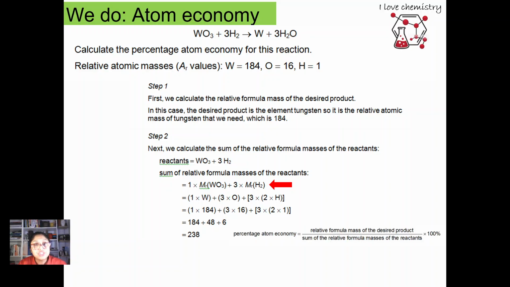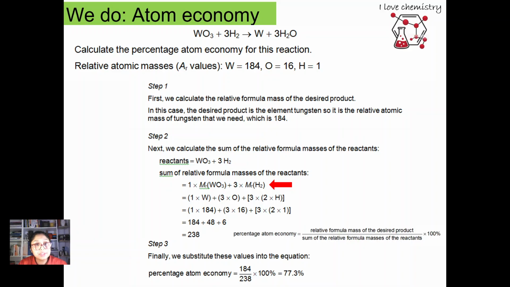Now the equation is this. In step 3, we put all those values in. Relative formula mass of the desired product: in step 1, we got 184. In step 2, we got the sum of the relative formula masses of the reactants. It is 238. We key those into the calculator and we get the final answer, 77.3.